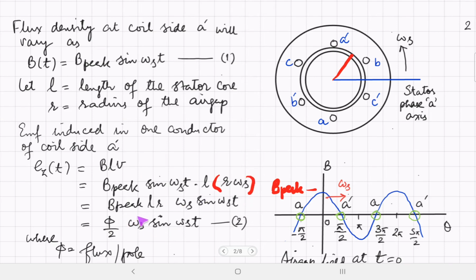So we can rearrange this as B peak L R omega s sine omega s t, and if we have a look at this expression, B peak L R is half the flux per pole, phi by 2, therefore it will be phi by 2 omega s sine omega s t.